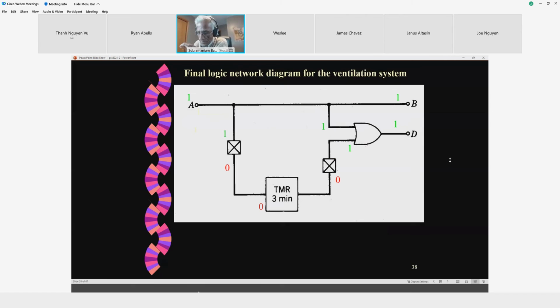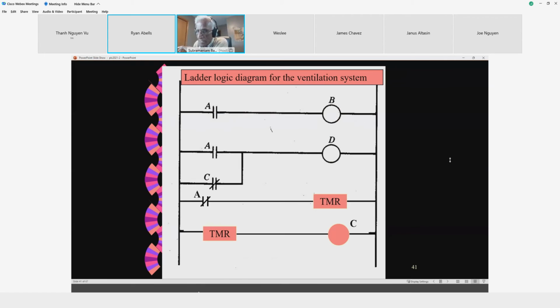Okay, so if I go with that diagram, the NOT C represents the output from which one? Yeah, from the timer. Right. So indirectly, we are bringing the NOT circuit of the logic diagram into this as an implementable solution. Okay, so it should work.